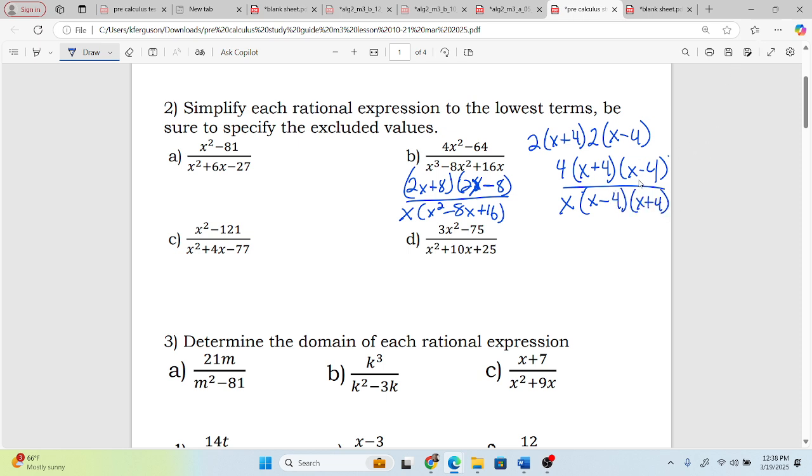Oops, I'm sorry. No, that's not it. This is not the difference of squares, so that shouldn't have been like that. That should be x minus 4 and x minus 4. Sorry about that. Now, if you want, you could do the x method here to see what that is, or you could just do the brute force method.